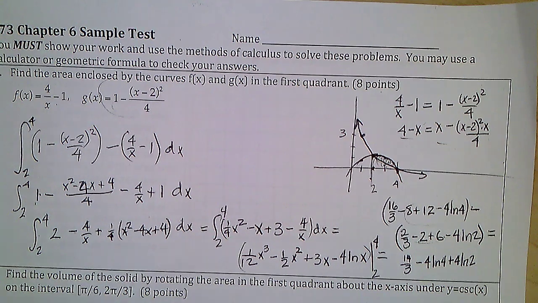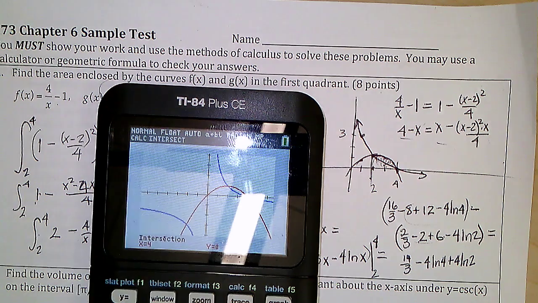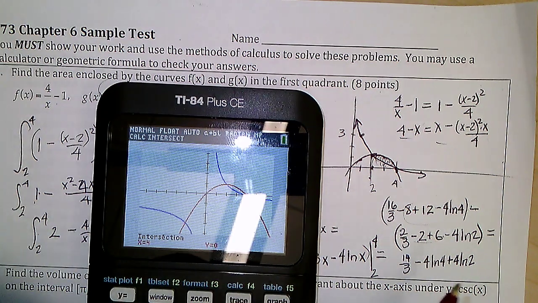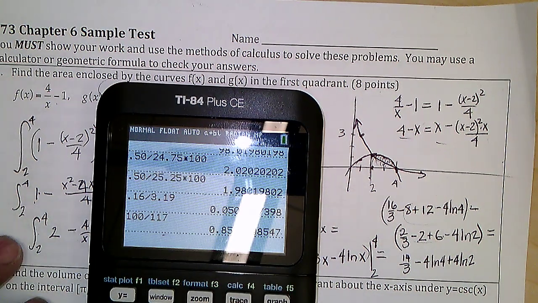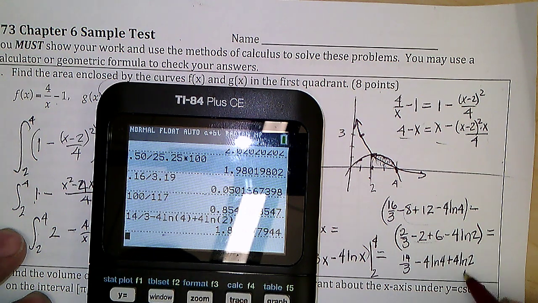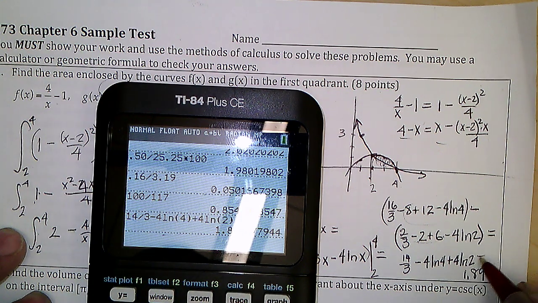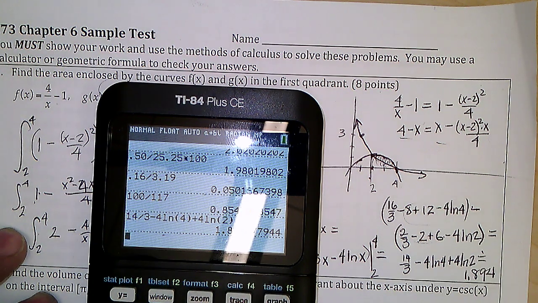There's some things we could do to simplify that, but let's just figure out what that is in decimal for the moment. So 14 divided by 3 minus 4 ln 4 plus 4 ln 2. I get 1.894. Let's hope, and that's approximately. Let's see if that matches.